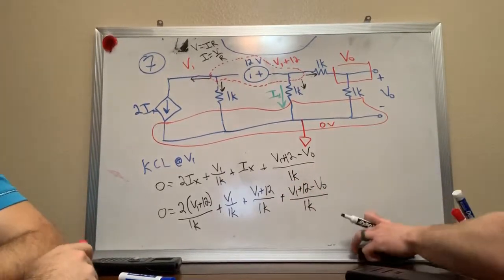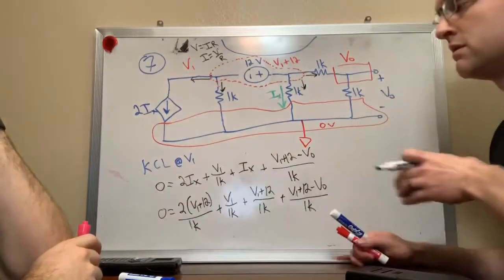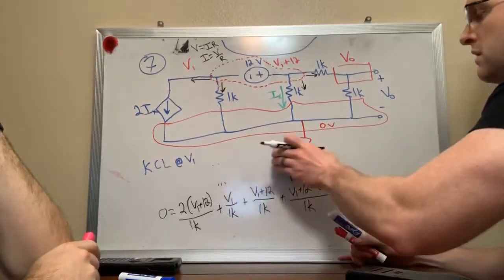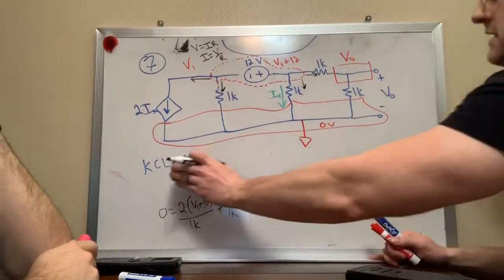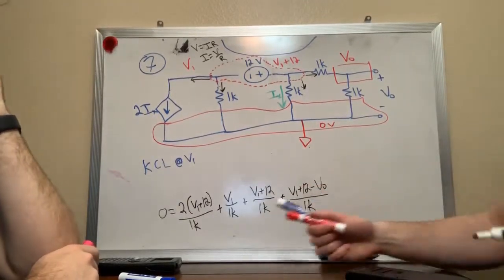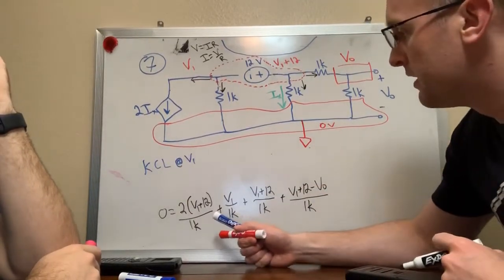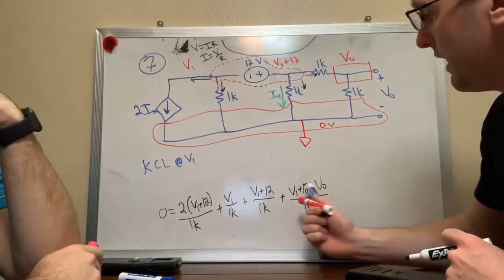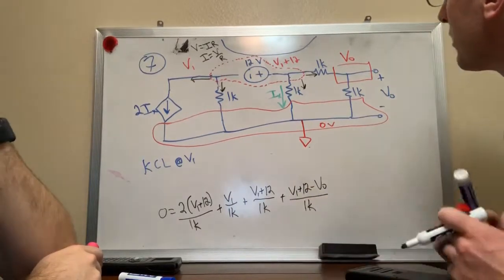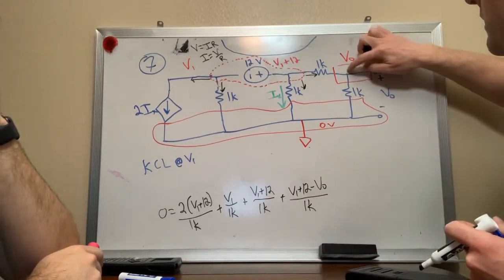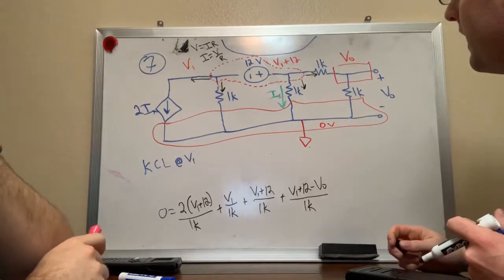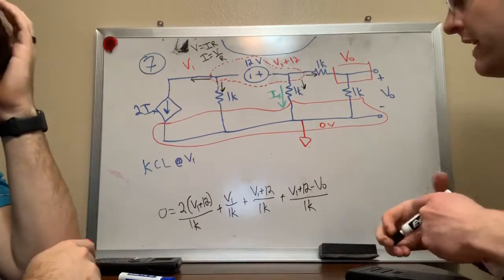Erase VX there. Okay, so we end up with that equation. So that's one equation, and we still have two unknowns, right? We have V1 and V out. So we need one more equation. Well, luckily, there's another node that we haven't touched yet, and we can do a KCL on that node, okay?